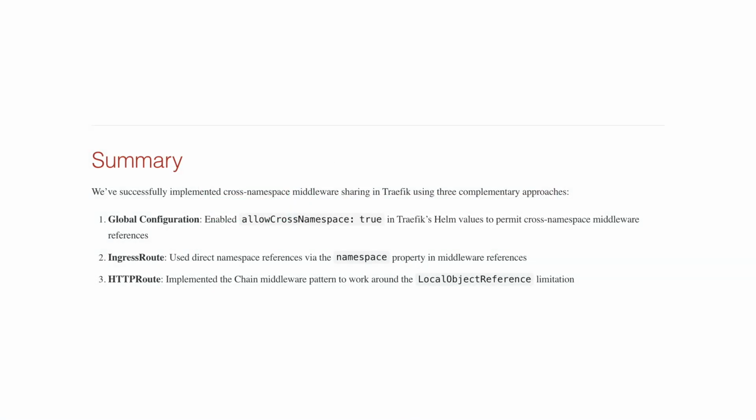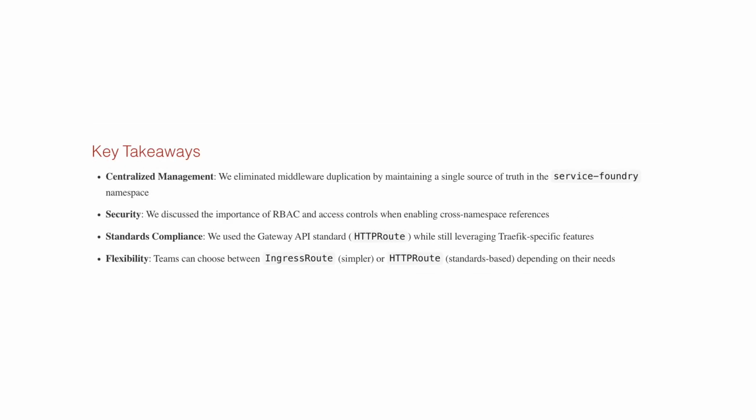To wrap up, we moved from duplicating middleware to centralized management. We enabled allowCrossNamespace in Traefik. We used direct references in IngressRoute and the chain pattern in HTTPRoute. This keeps your configuration DRY, secure, and easy to maintain.